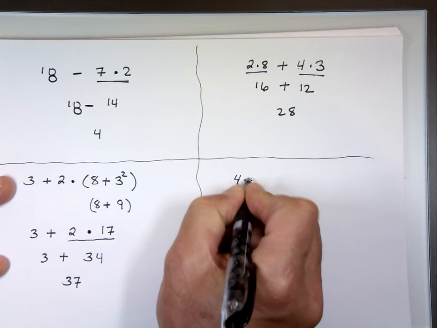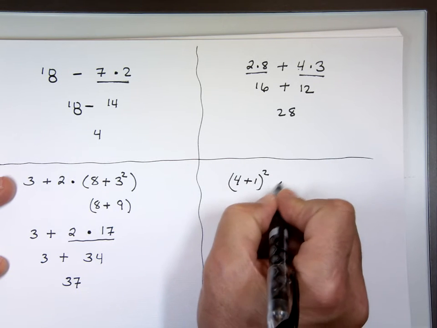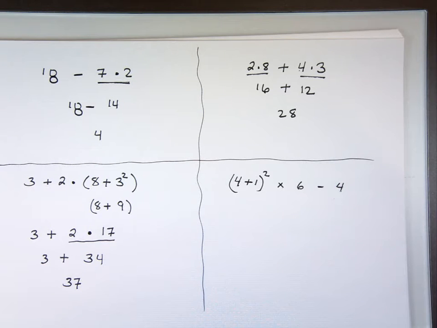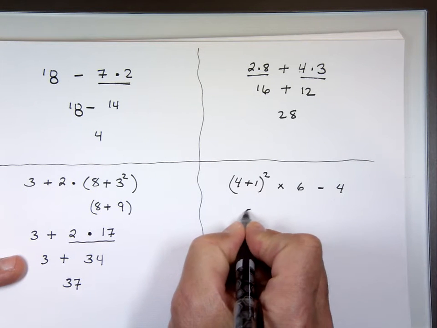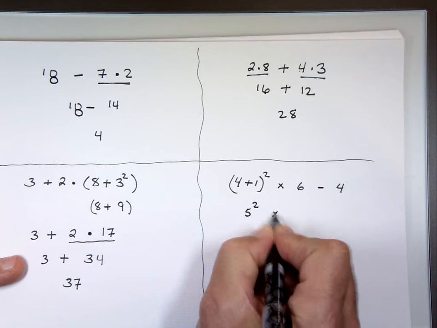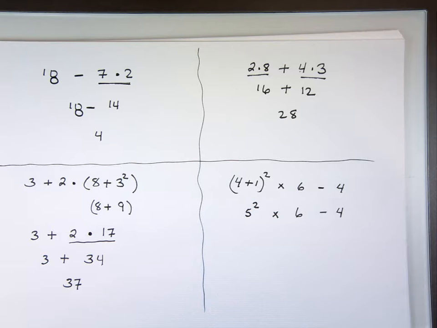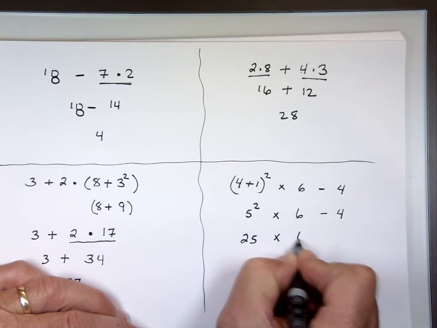4 plus 1, parentheses, squared, times 6 minus the 4. Again, parentheses always first. What's 4 plus 1? 5. So this becomes 5 squared times 6 minus the 4. Parentheses first. What's 5 squared? 25. Exponents now. 25 times 6 minus the 4.